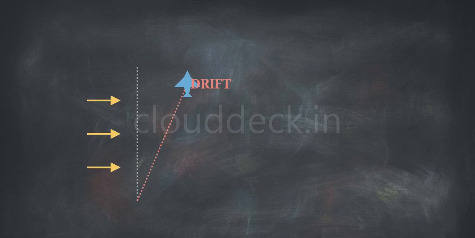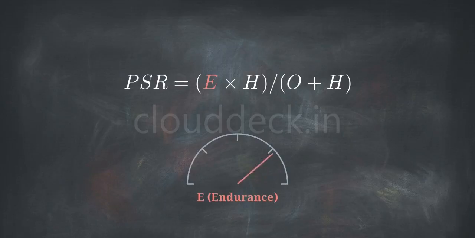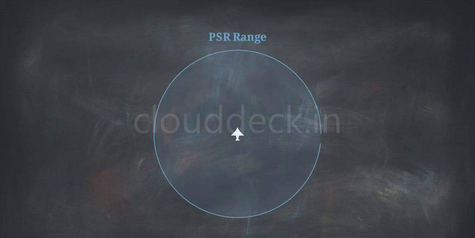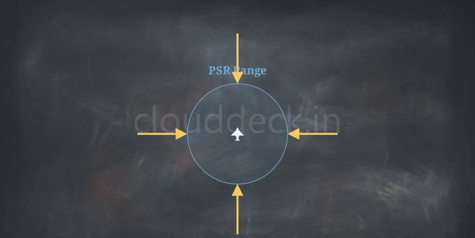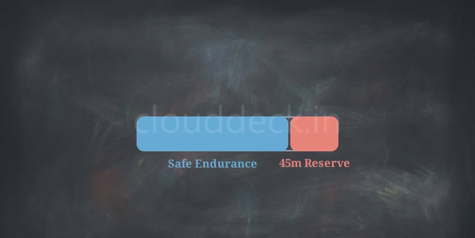Drift is the result of the wind pushing the aircraft. The wind correction angle is the pilot's proactive fix. PET uses distance in the numerator because it's a geographic halfway point. PSR uses endurance because it's a calculation of your remaining fuel time. Outbound headwinds push the PET forward. Any wind shrinks the PSR distance. And always remember to subtract your regulatory reserves before you begin your endurance calculation.